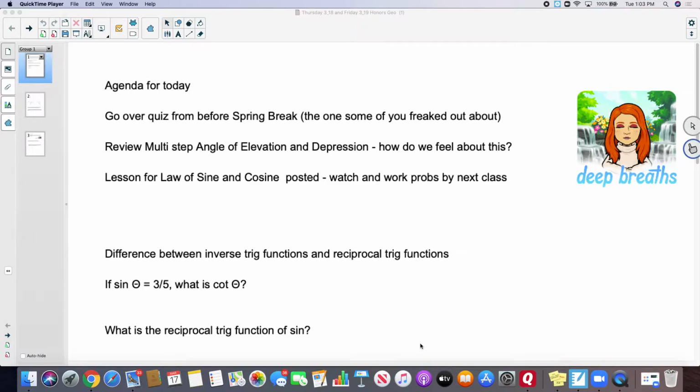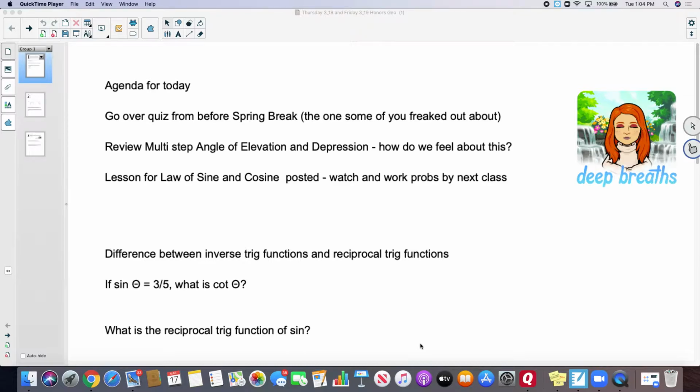We're going to review those multi-step angle of elevation and depression problems, and I want to see how you feel about that. And then I'm going to post a lesson for law of sine and cosine, and I want you to watch that and work the problems that I post by the next time I see you, so that when we come together in Zoom, you're ready to ask some questions. And then I'll reteach some things there.